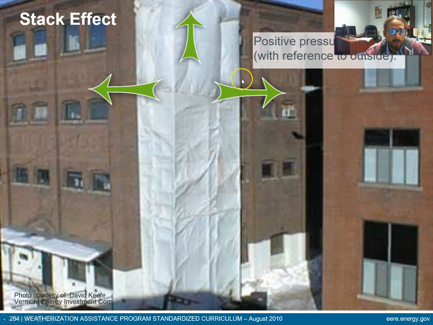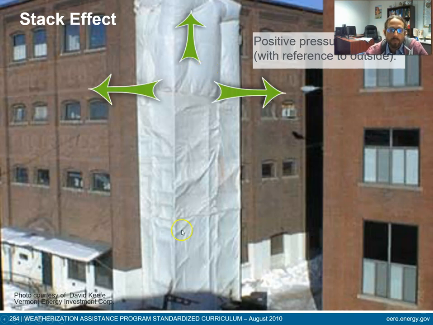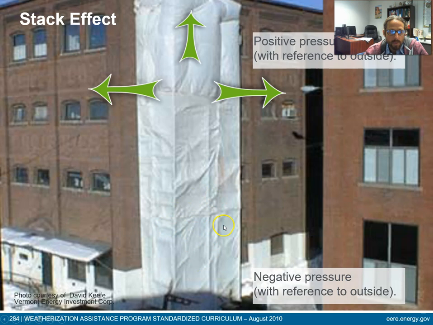So you notice at the top it's puffed out. Let's get rid of these arrows. See how it's puffed out up top? That's that air pushing out at the top. So that is your high pressure zone. And you can see it's being sucked in toward the bottom, right? So that's your negative pressure. That's your low pressure zone.